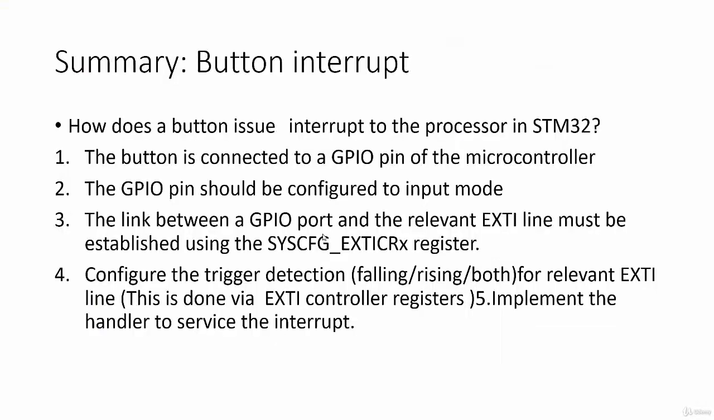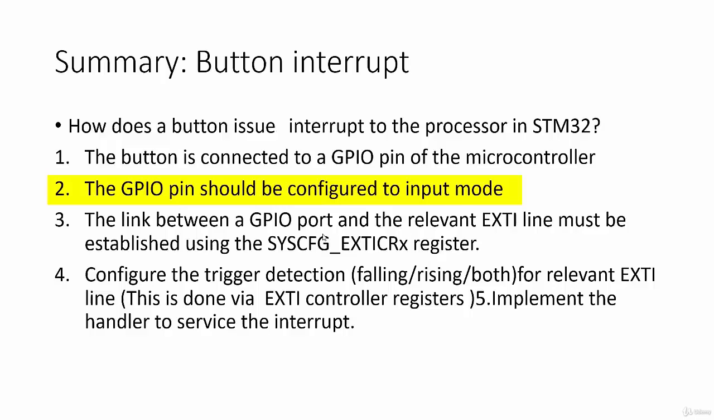In summary, how does a button issue an interrupt to the processor in STM32? The first point is you connect the button to one of the GPIO pins of the microcontroller. Remember that the GPIO pin should be configured to input mode to receive the interrupt. Don't worry about the second point, because we have a whole different lecture series to understand the different operational modes of the GPIO pin. You will learn this when you go through the driver development section in the course.